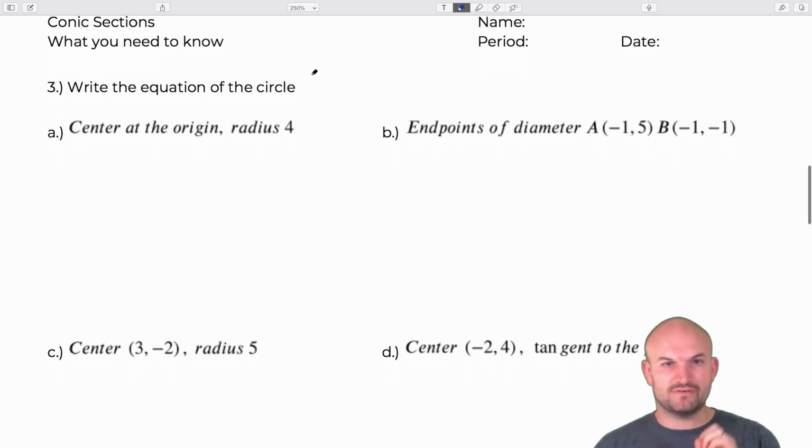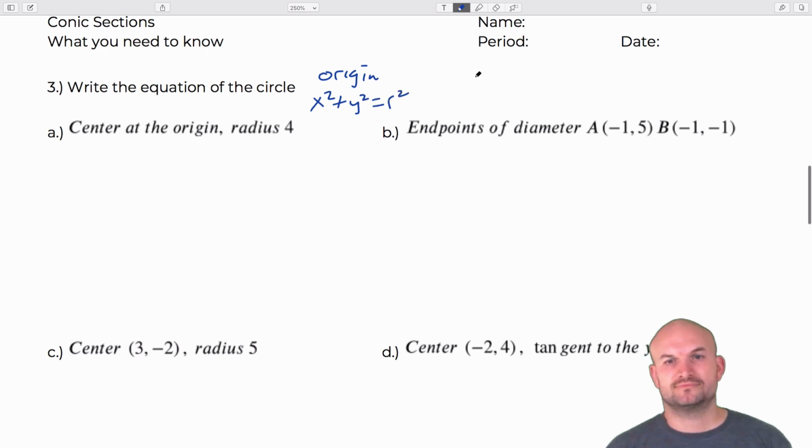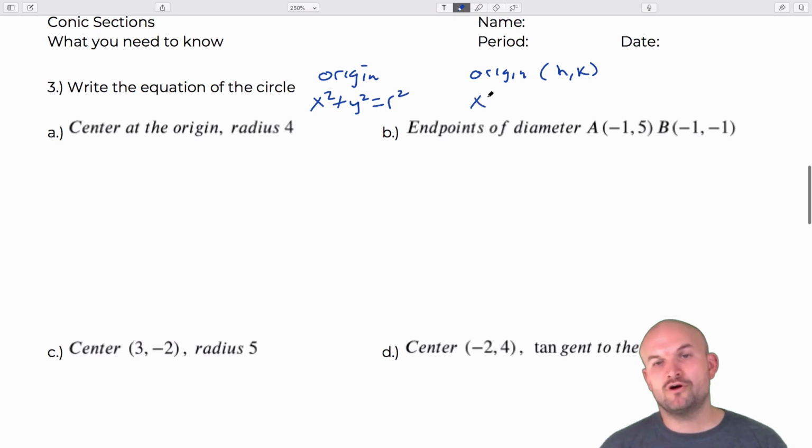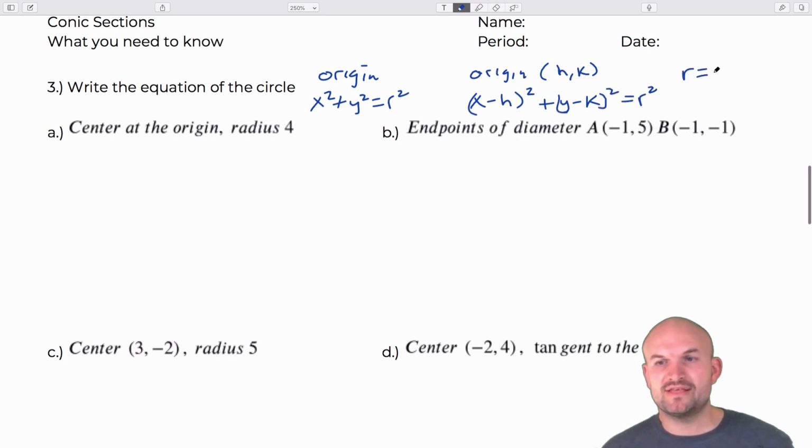When the center of the circle is at the origin, then we have x squared plus y squared equals r squared. When the center is at (h, k), then our formula is going to be (x minus h) squared plus (y minus k) squared equals r squared. So again, remember r equals the radius of the circle.